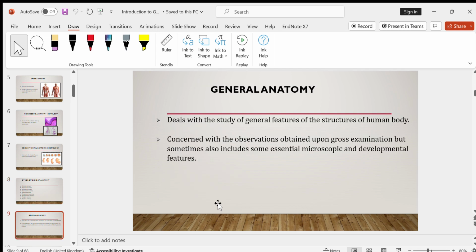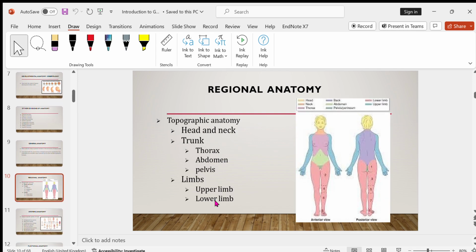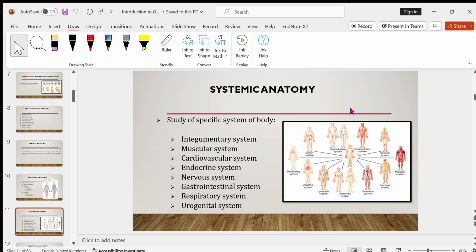Now, we will discuss general anatomy and it deals with the general features of the human body. Regional anatomy, we can see this is the upper limb, the blue is the upper limb, the pink one is the lower limb. These are various regions of the human body, and this trunk has the thorax and abdomen and the pelvis, and this is the brain. Now, systematic anatomy, I have told you the various systems.